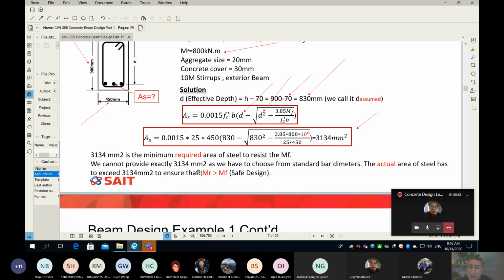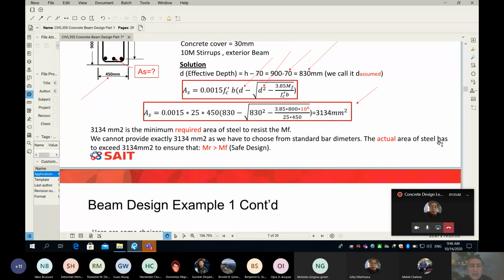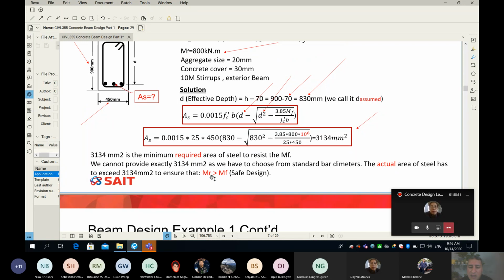We cannot provide exactly 3,134. Can we? We can't, because we have to choose from standard bar diameters. We are not fabricating rebar as we wish. There are standard bar diameters starting from 10M all the way to 55M that we have to choose from. So the actual area of steel has to exceed the 3,134 square millimeters to ensure that MR, the moment capacity of your beam, exceeds your MF.